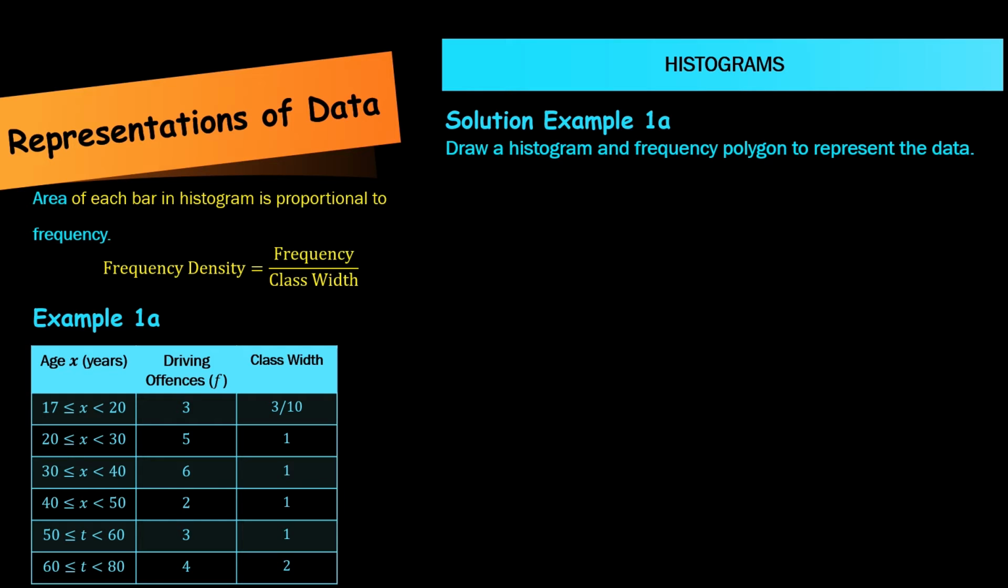We're going to begin by finding the class width. Now, notice the categories. The categories don't go up by the same amount each time. The first category goes from 17 to 20, and then the second one goes from 20 to 30, the next one 30 to 40, then 40 to 50, and then 50 to 60, and then the last one goes from 60 to 80. Now in this situation it would make sense to allow class width to be denoted as 1 for a category of size 10.